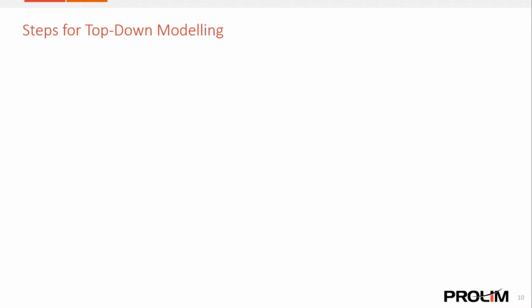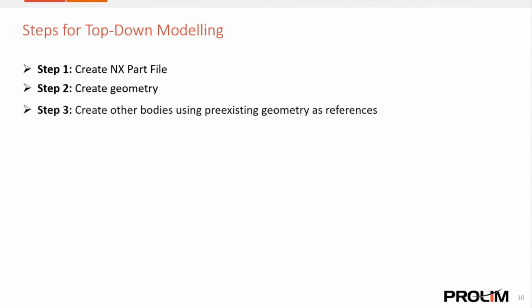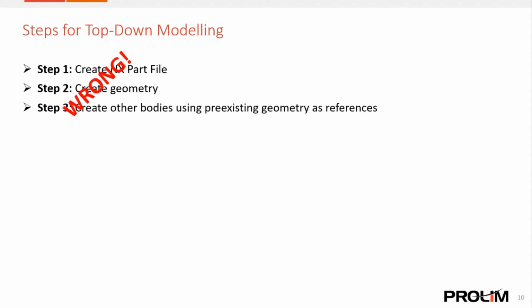Now, what are the steps for top-down modeling? Well, some of you may guess that step 1 is to create your NX part file. Step 2 would be to create your geometry. And from my telepathy, I also hear that step 3 would then just be to create other bodies using your pre-existing geometry as references. Well, actually, that's the wrong method.